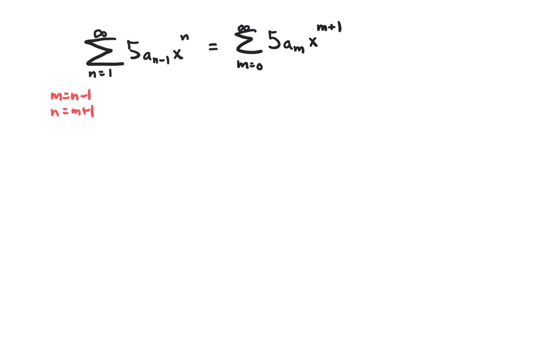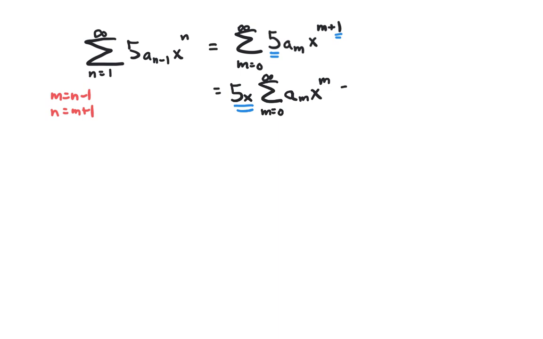And again, this is looking a lot like what we started with. Remember, our index is now m instead of n, but that's just a dummy variable. It doesn't matter. I have this 5 that's extra, and I have an extra x, but they have nothing to do with the index m, so I can take them to the outside. So I have that this is, so we'll take out the 5x, and we're left with the sum as m goes from 0 to infinity of a_m x^m.